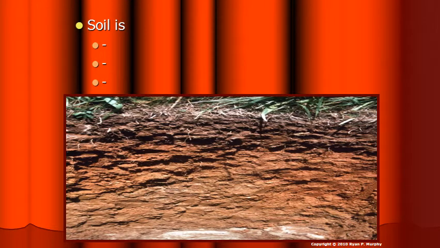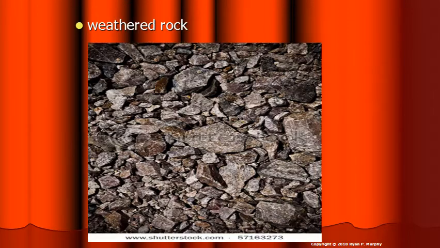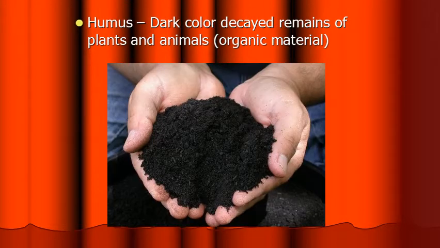Okay, so what exactly is the difference between soil and dirt? Well, soil is weathered rock. It is humus, not hummus, by the way. Hummus is a different thing. That's something you eat. This is not something you eat. Humus is a dark-colored decayed remains of plants and animals. This is the organic material.